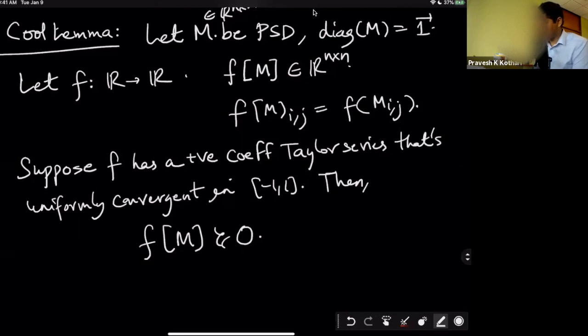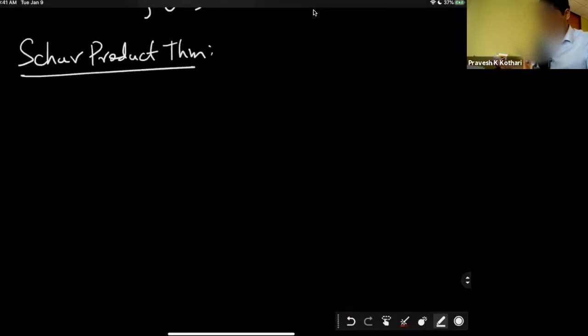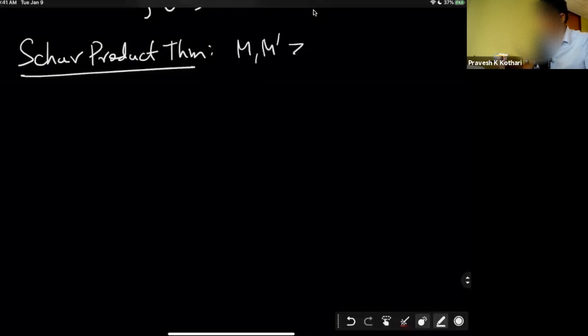Okay, very good. So we're going to prove this cool lemma by proving a simple observation that Issai Schur made, a 17th century mathematician. It's very, very simple. It says the following. Suppose M and M prime are PSD matrices. Then I'm going to define, if you haven't seen this before, a new way to multiply matrices.